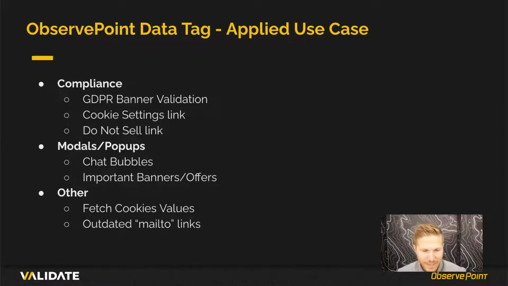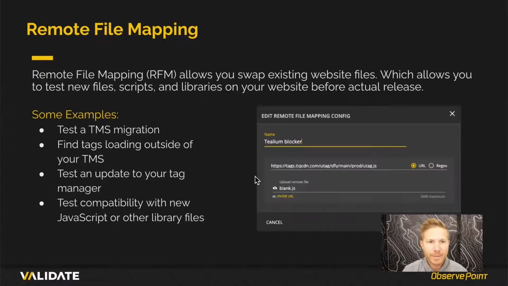So the next and final advanced tool that we'll talk about as far as leveraging your audits to get more value is remote file mapping. And this is probably the most underutilized tool that you can use inside your audits. Essentially, remote file mapping allows you to swap files on your website. So you can test maybe staging or dev files on production or in different environments, but essentially you can test those new files, scripts, or libraries on your website before it's actually released.